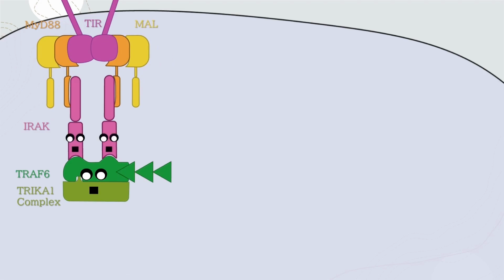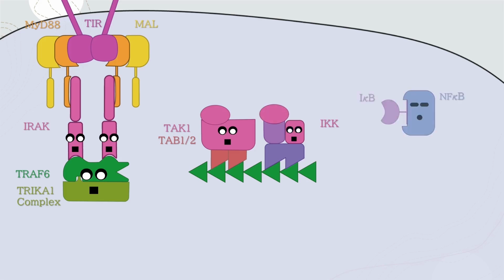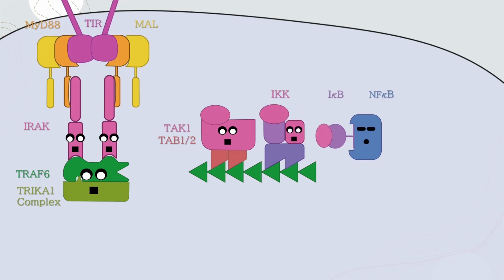TRAF6 gets polyubiquitinated and binds to TAB1, 2, and TAK1. Next, the RR complex phosphorylates TAK1, which leaves the polyubiquitin chain. IκB kinase binds to the polyubiquitin chain, and IKK gets phosphorylated and activated by TAK1. Activated IKK phosphorylates IκB. This activates the transcription factor NF-κB, which IκB binds to.